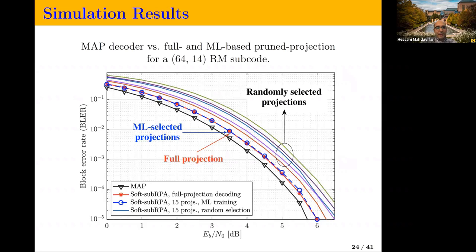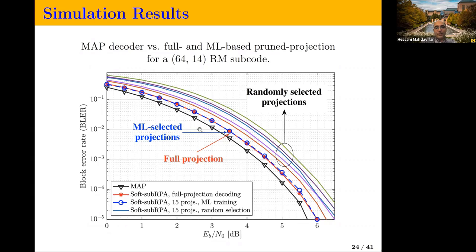So here is, for example, the performance we can get, okay? You can see that the full projection, when we actually use all the possible projections, and compare them with the way that we select, not use all the projections, but those that the ML model tells us, are actually on top of each other almost. But if you had picked random projections, well, it performs okay, but with a gap, right? So this thing is actually doing something very useful for us.